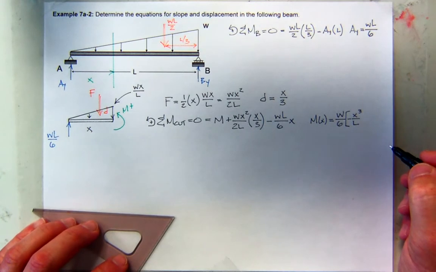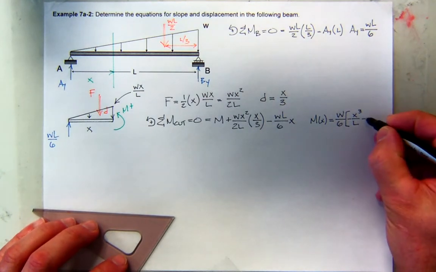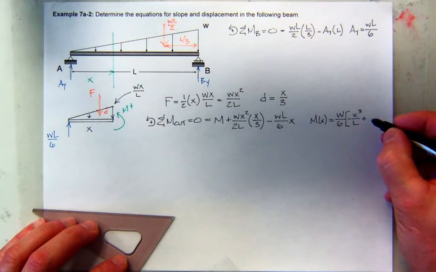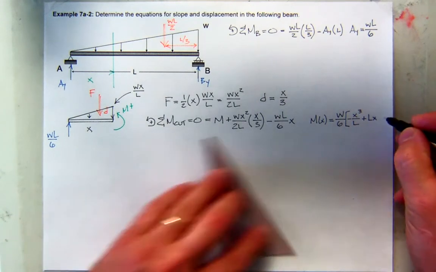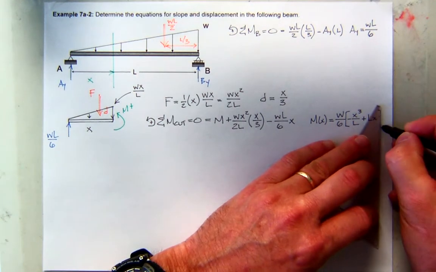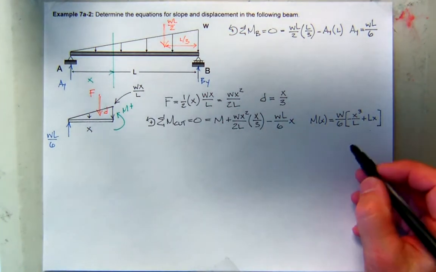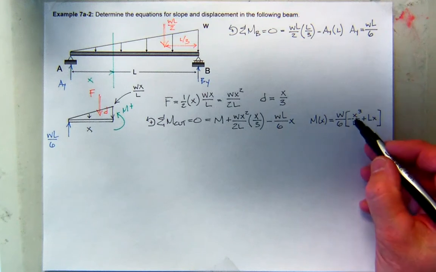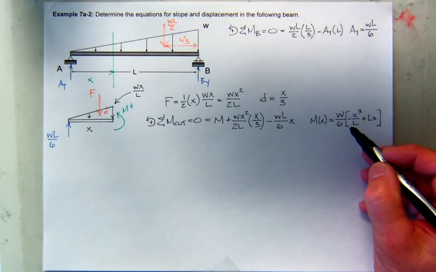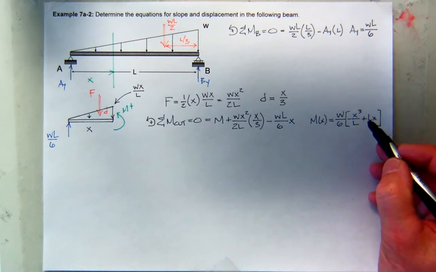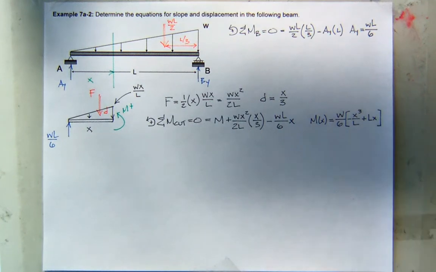Does that look right? I do that right? I think so. Then this other one becomes LX. And if you look at this, a quick check of the dimensions works out, because x cubed, that's length cubed, divided by L, that'd be a length squared. And then L times x, that's length squared. So you can add those together. They're the same order. So that looks reasonable.